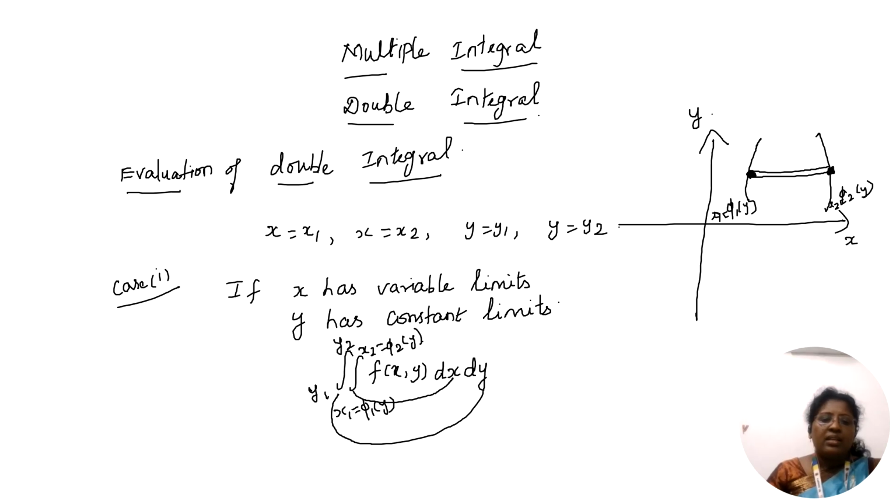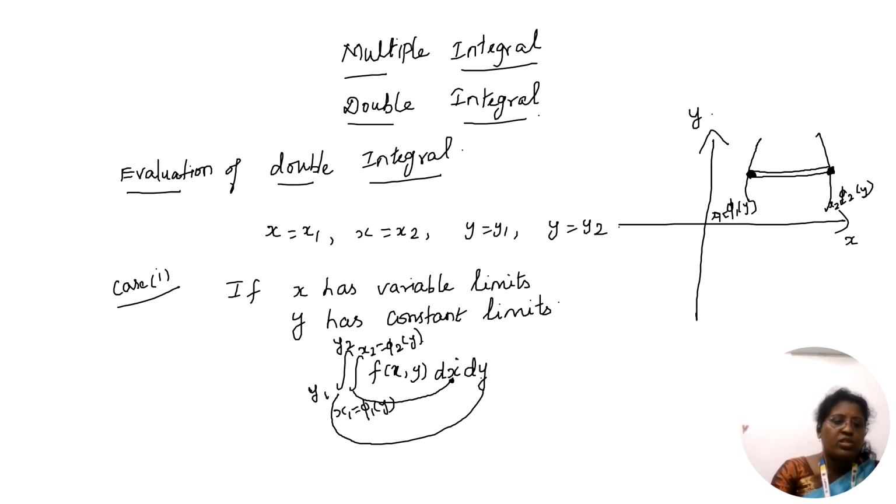So to find the outer integral limit, the y limit is a constant limit. On the y axis, we have to take the minimum value and maximum value. So the outer integral limit is always constant. The inner integral limit is with respect to x, so the limit must be in terms of y. Then first we integrate with respect to x. After integrating, we integrate with respect to y. So this is case 1.